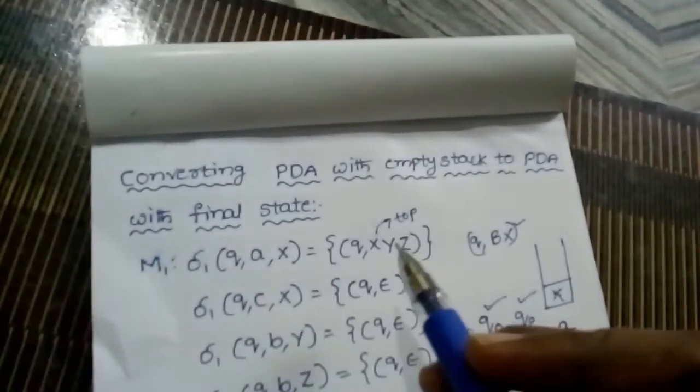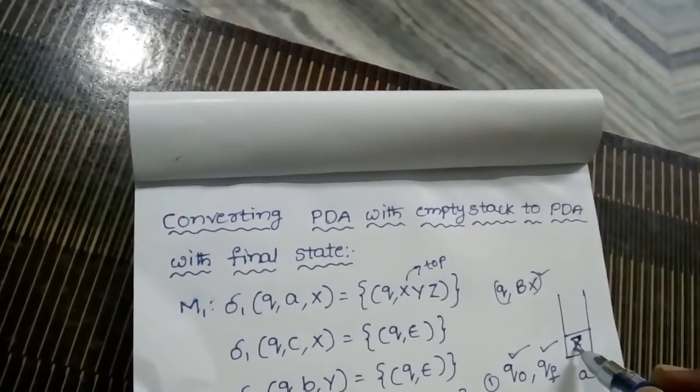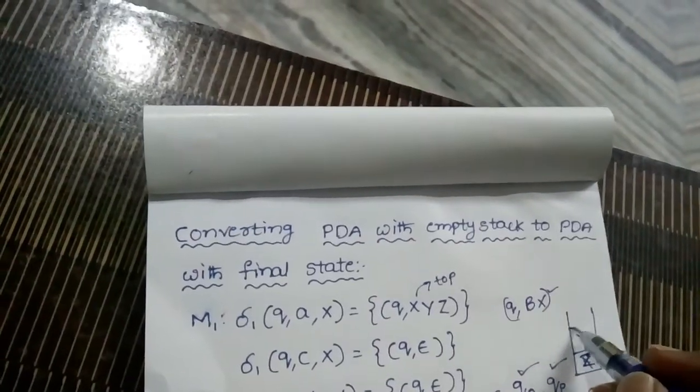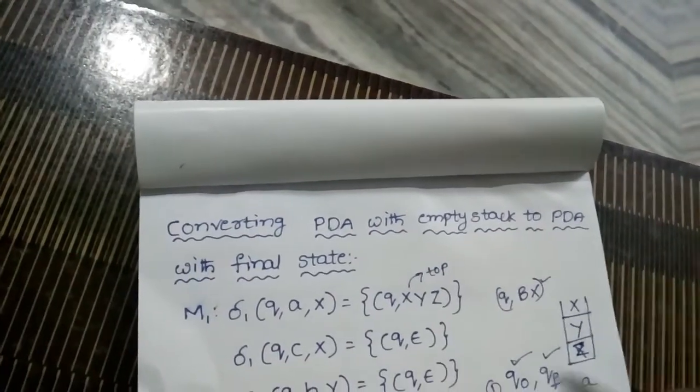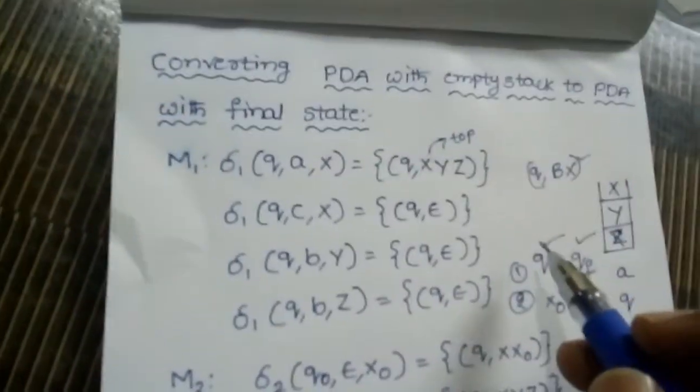Whenever this move happens, what about the stack contents? Now X is replaced with: the bottom one is Z, next to that is Y, and next to that is X. Now X is on top. Now coming to the next one, what is the next state? Here we are getting Q.